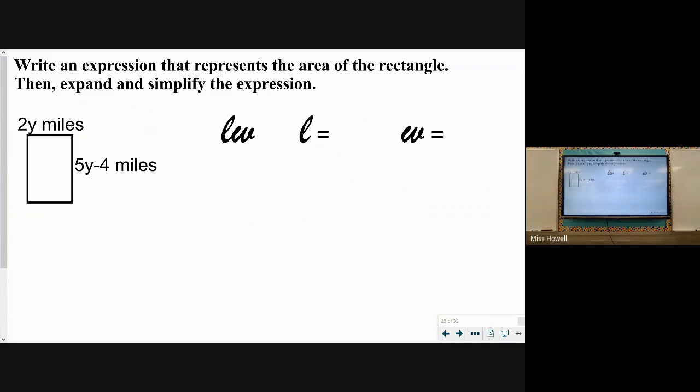All right, number 3. A little bit different, same idea. We want to write a simplified expression to represent the area of this rectangle of length times width. This up and down piece is our long side. It's our length. It is this entire thing all together. So length is 5y minus 4. This piece, the shorter piece, is our width, which is the entire thing, 2y.